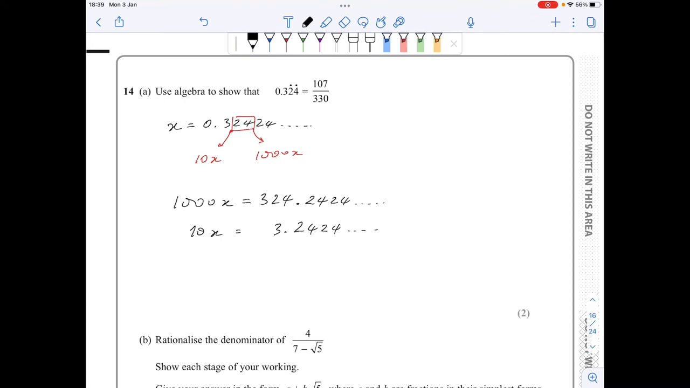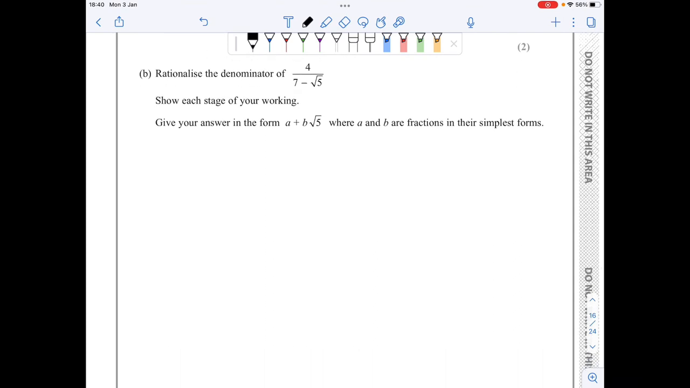And then 10x is equal to 3.2424 and so on. And then I can subtract this and get 990x is equal to 321. So x is 321 over 990, and this simplifies to 107 over 330 as required.